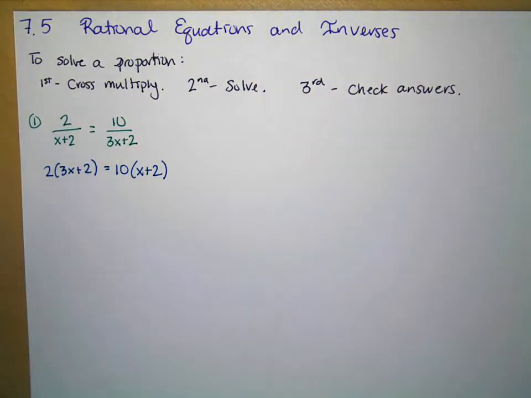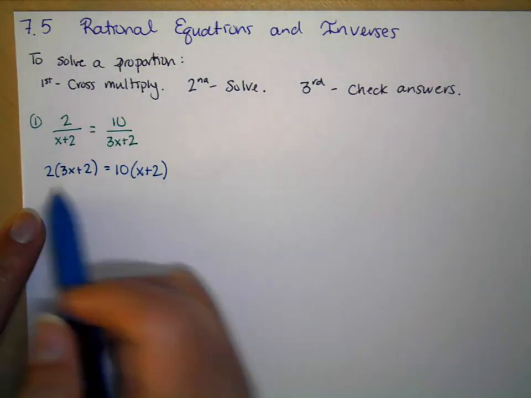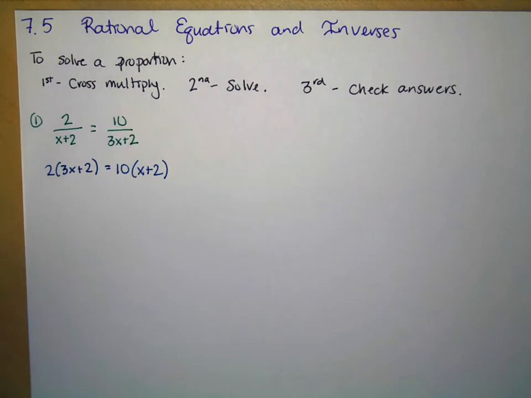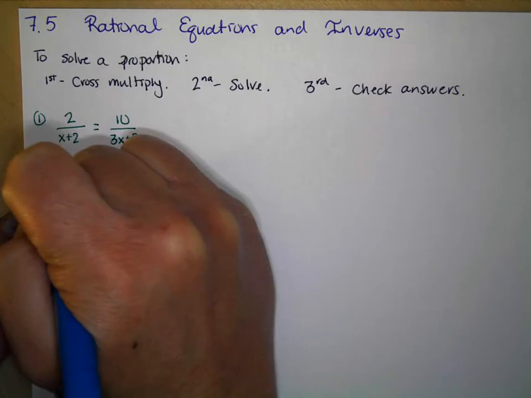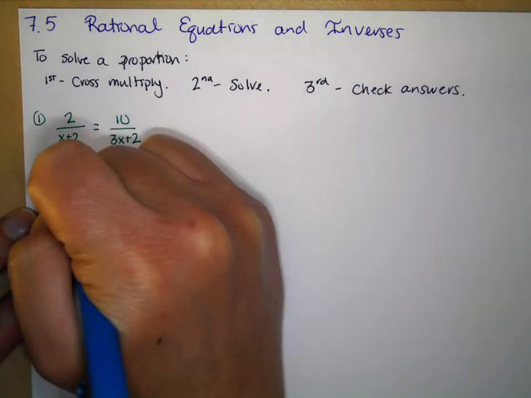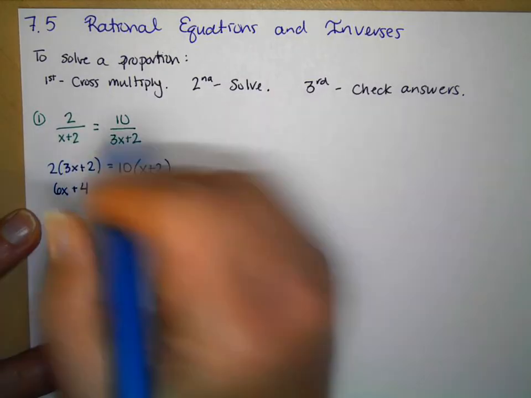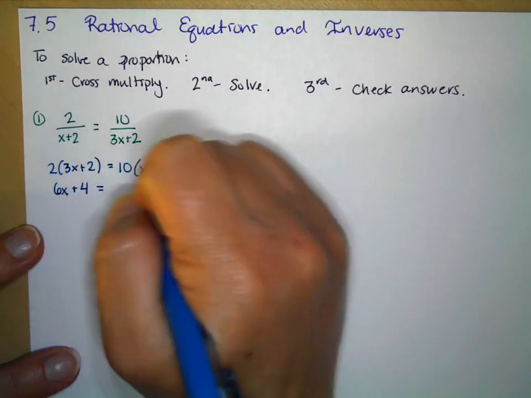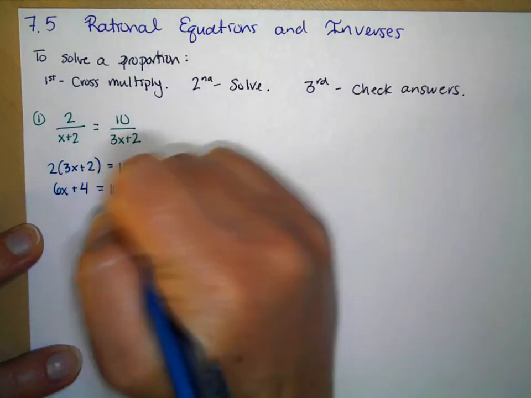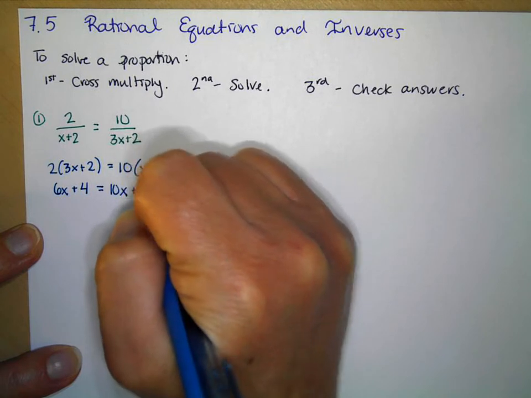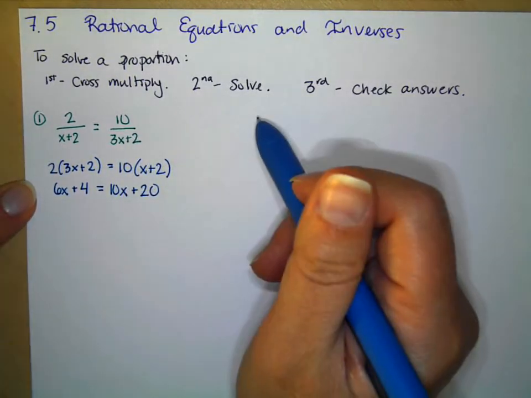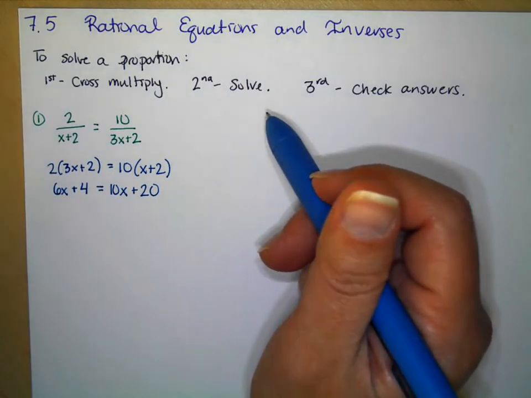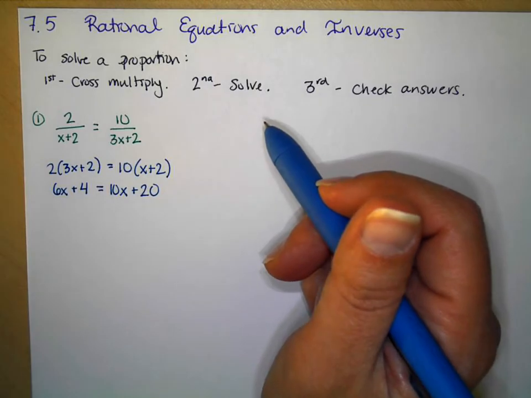And now on both sides we have a monomial, 1 term, times a binomial, 2 terms. So we can multiply that out by distributing. 2 times 3x is 6x. 2 times 2 is positive 4. On this side, 10 times x is 10x, and 10 times 2 is 20. And now we're going to solve, part 2 of our process here. And this is the type of equation you've been solving since you were in Algebra 1.